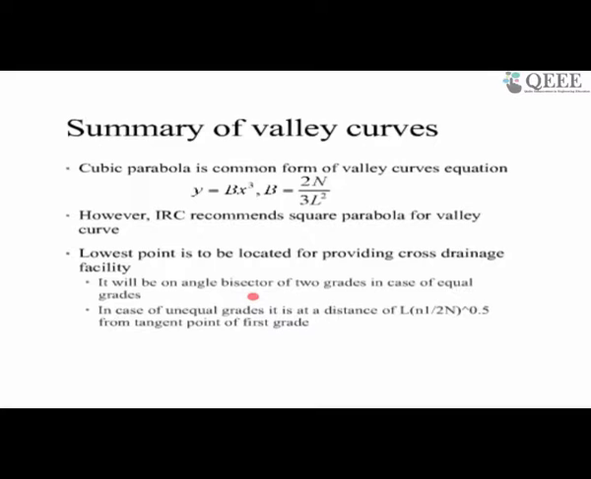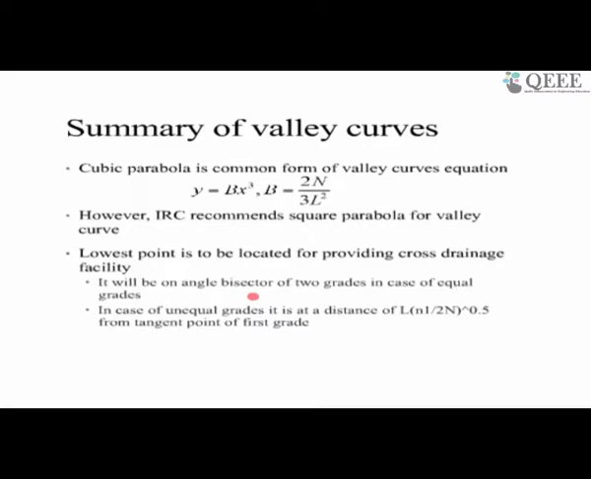Now another point about the valley curve which is quite important is the lowest point. A valley curve leads to a lowest point at a certain location, and this lowest point is critical because you don't want the water to get stagnant there and come onto the road. So at this lowest point you have to ensure that there is enough drainage, cross drainage and longitudinal drainage, particularly the cross drainage, so that the water can easily flow out of the roadway. So this is one thing.